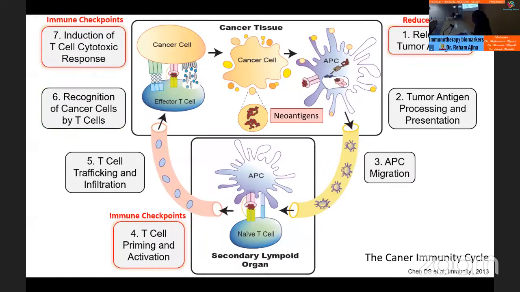So the CTLA-4, I don't think you can see it. The CTLA-4 here will inhibit naive T cell priming and activation, and the PD-1 and PD-L1 signaling will inhibit T cell anti-tumor activity. Because we know these immune evasion mechanisms, immunotherapy was developed to overcome them, for example, the anti-PD-1, PD-L1, and anti-CTLA-4s.